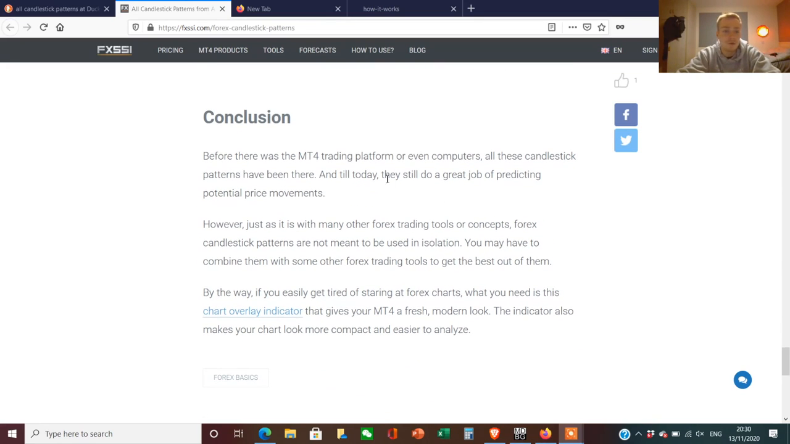And so yeah, in conclusion, before there was the MT4 trading platform or even computers, all of these candlestick patterns have been there until today. They still do a great job at predicting potential price movements. However, just as it is with many other Forex trading tools or concepts, Forex candlestick patterns are not meant to be used in isolation. As I said before, you may have to combine them with some other Forex trading tools to get the best out of them. So you can put an RSI on there or a moving average to get more information.